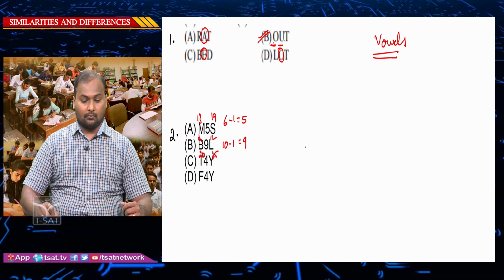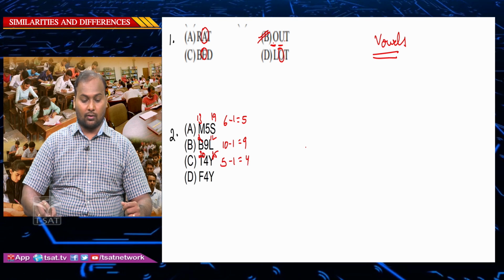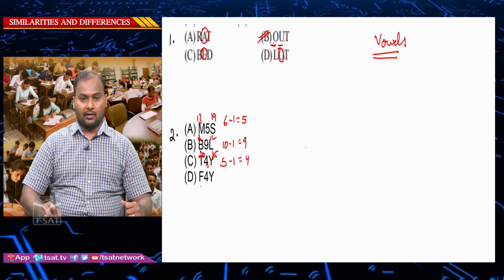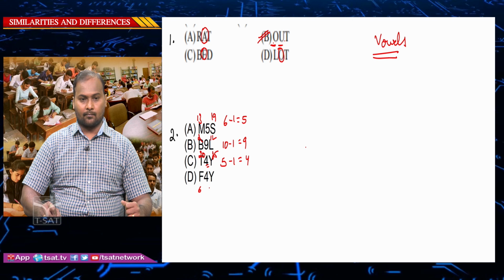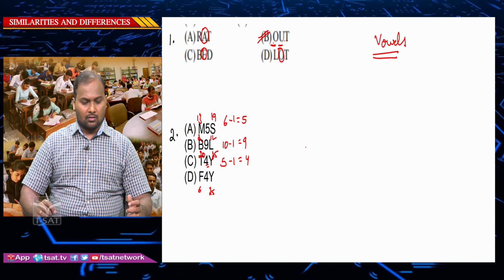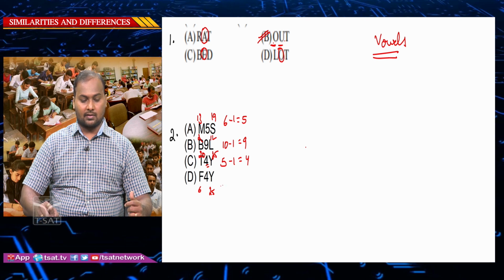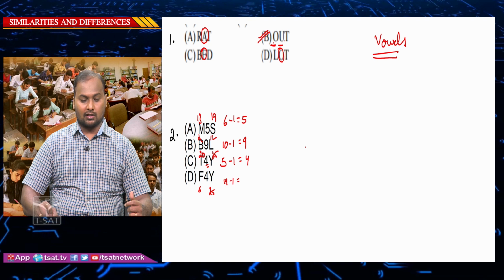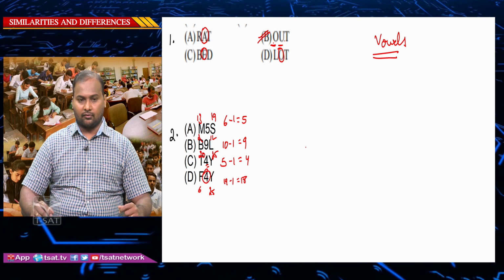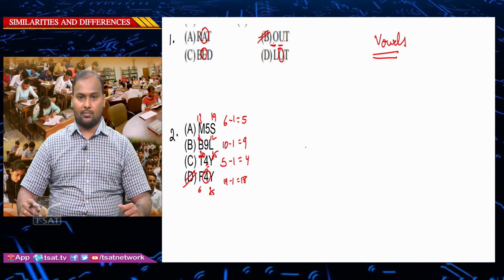That is 25 minus 20, that is 5, 5 minus 1 equal to 4, and what about the center letter? It is also 4. And in coding and decoding, we know F is 6 and Y is 25. If you see the difference here, it is 19. 19 minus 1 should be 18. So the center should be 18, but it is 4. Obviously, option D becomes wrong. So your answer is option D.